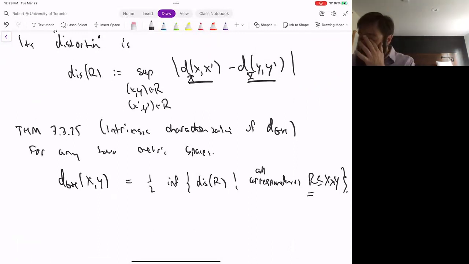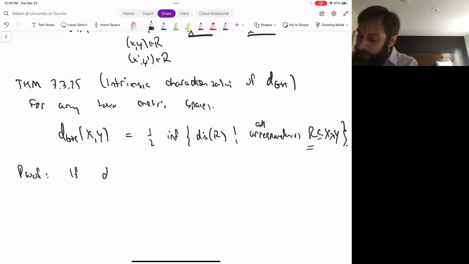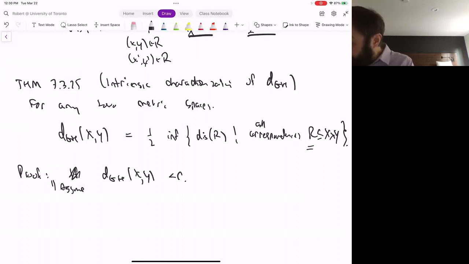And one direction of this equivalence is fairly straightforward, and the other direction is rather trickier. So let me give a proof sketch. So proof. First, suppose, step 1 is assume the Gromov-Hausdorff distance is small. So let me call this 1/2 I, where I is the infimum.